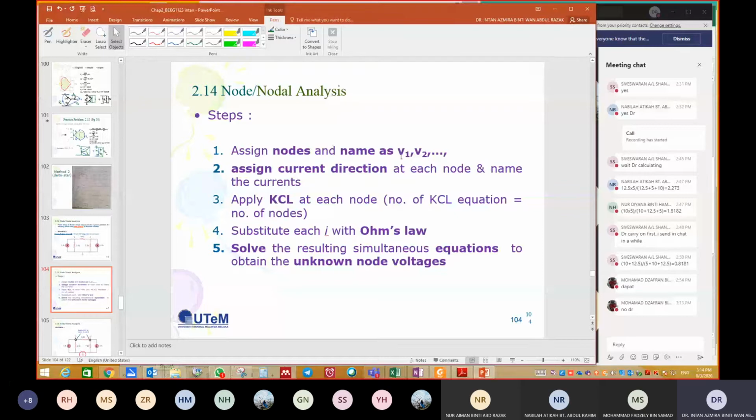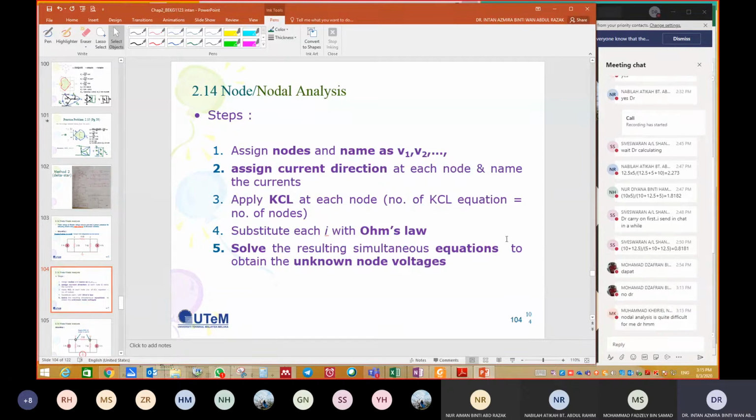If we have 3 nodes, V1, V2, and V3, we must have 3 KCL equations. And then substitute each I that we assigned in the second step with Ohm's law. The last step is to solve the resulting simultaneous equations to obtain the unknown node voltages. So in nodal analysis, our target is to find V1, V2, V3, and so on. The V1, V2, V3 are located at the nodes. That's why we call it nodal analysis.